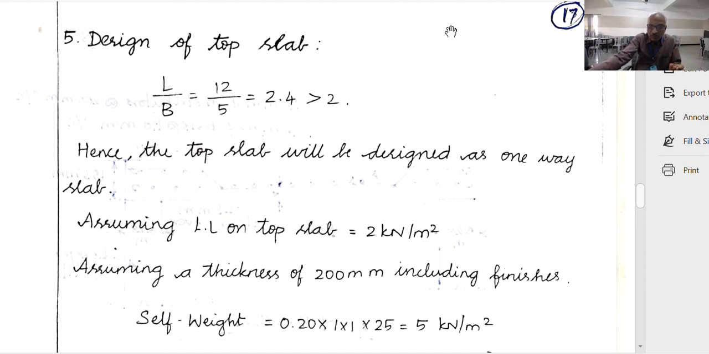Yes, all right. Now coming to the next one, that is the design of the top slab, and the design of the bottom slab. Design of the top slab is usual RC design only, because capital L by small l is 2.4. 2.4 means it is more than 2. When it is more than 2, it will be designed as a one-way slab. We know that the shorter span is 5 meters. Therefore, we have to design this as a one-way slab of span equal to 5, of course, up to the center of the wall thickness.